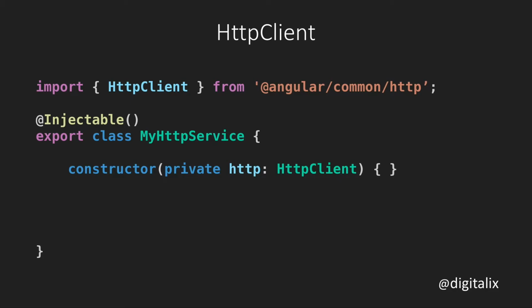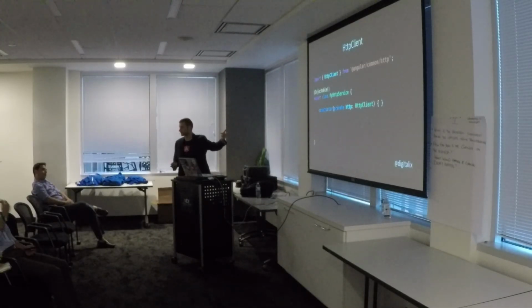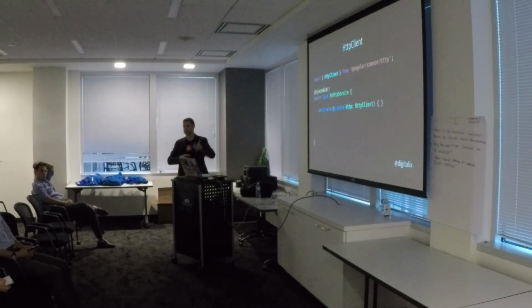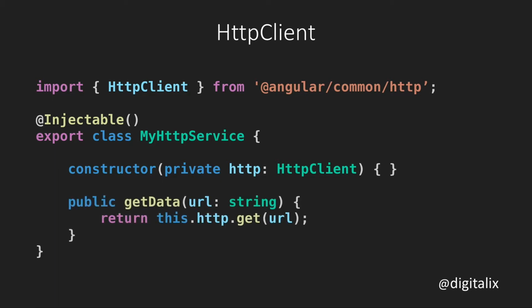We just use it. So here's my HTTP service. This is shared code right here. All we're doing is injecting HTTP client, but it knows that if we're on the web, we're going to use the web one. If we're on native, we're going to use the NativeScript one. Okay, there's our get data call, and we're just using HTTP client. So that's what Angular brings to the table.